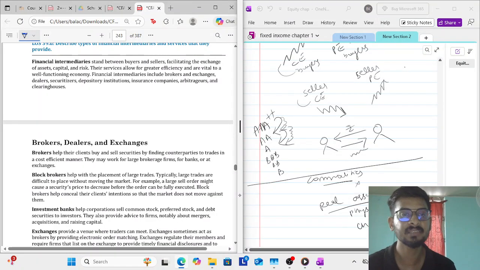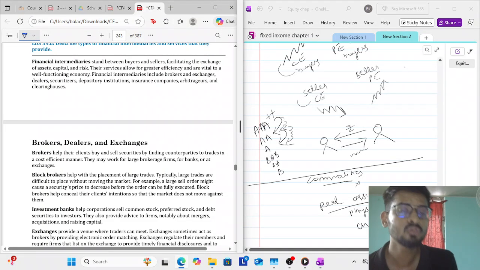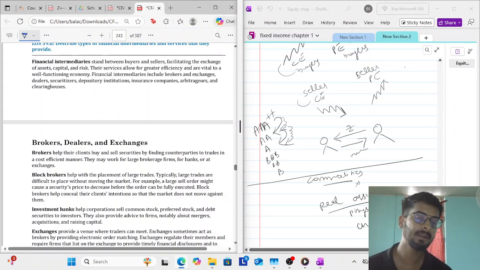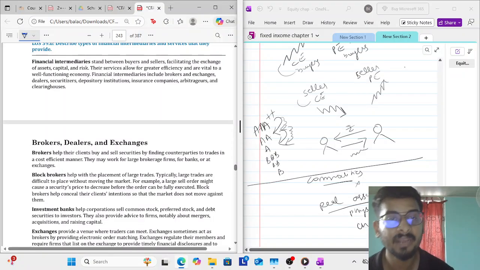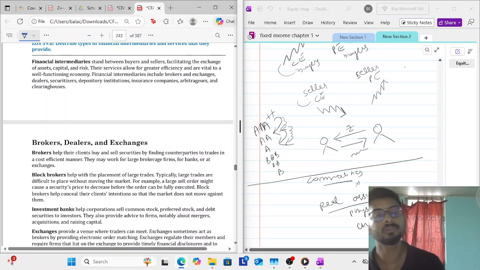Now let's talk about describing types of financial intermediary and services that they provide. So who all are the financial intermediaries here? Financial intermediaries stand between the buyers and sellers, facilitating the exchange of an asset, capital and risk. Their services allow for greater efficiency and are vital to a well-functioning economy. Financial intermediaries include brokers and exchanges, dealers, securitizers, depository institutions, insurance companies, arbitrageurs and clearinghouses.